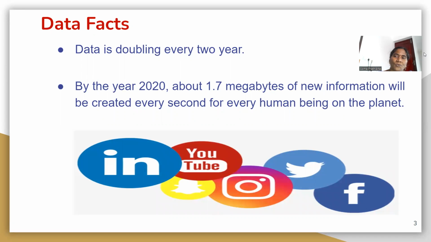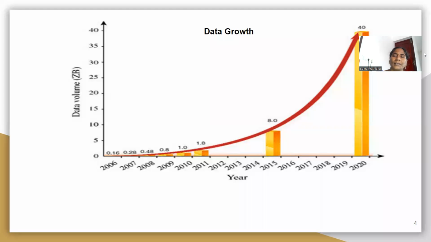And we know the main source for this is that most of us are nowadays using one form or the other of social media, like LinkedIn, YouTube, Instagram, Twitter, Facebook. And this is a very interesting statistic. It says that in the year 2006, the data amount was just 0.16, whereas now it has grown to 40 gigabytes, the volume of data that is getting generated.